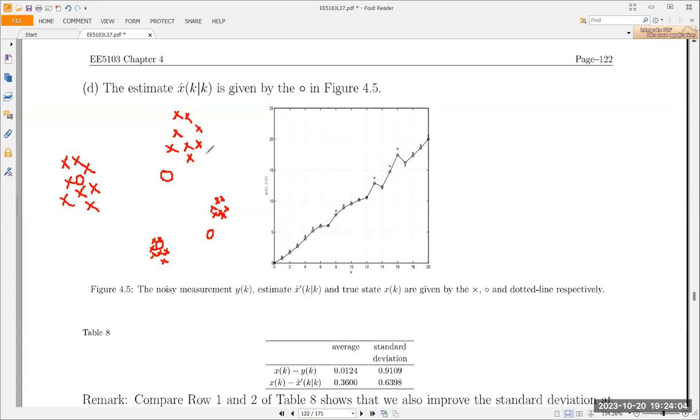Okay. This is not precise, which means the standard deviation or the variance is big. This standard deviation or variance is small. This is accurate and this is accurate, which means the mean of the error is small. This one, the mean of the error is big. So these are not accurate.